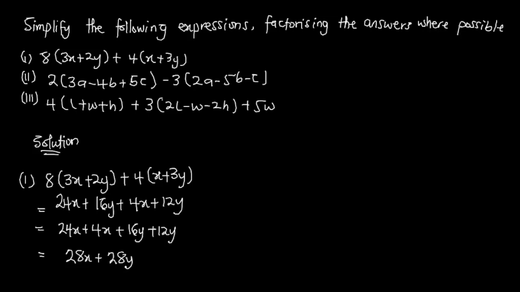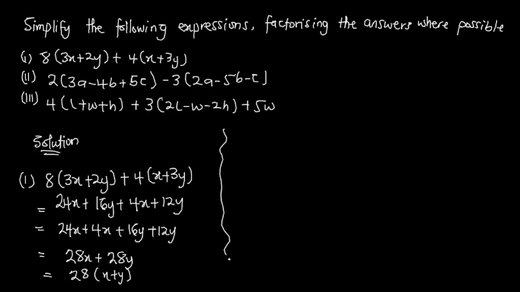Now, if you look at the answer that we have over here, you can see that 28 is common to both terms, so we can factor it out. So we factor out 28, so we have 28 outside the bracket, then into the bracket x plus y. So 28 outside the bracket (x plus y) becomes our final answer for the first expression.